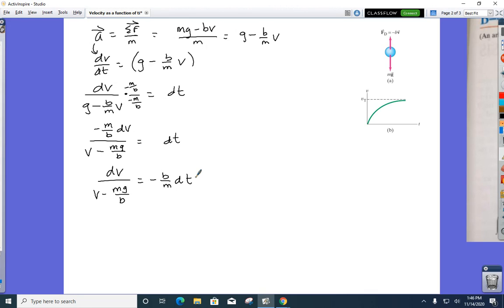Now I'm in a position where I can integrate this. I'm going to integrate both sides. This one's going to be from 0 to v, and this one's going to be from 0 to t. It took some time to get this to a form that's easily integrable. And so that would just be the natural log of v minus mg over b, and I'm going to evaluate that from 0 to v. And this one here is a very simple integration. Don't need a table for that. And that looks good. Let's go ahead and plug in the value for v there.